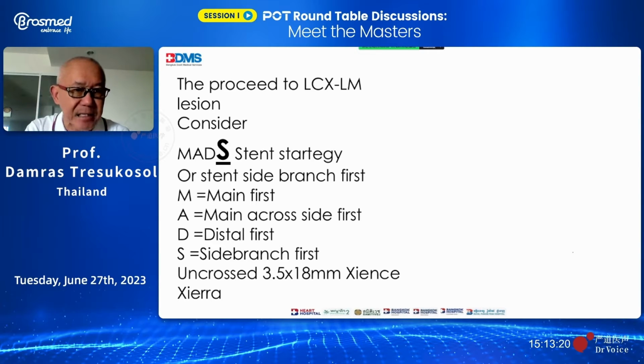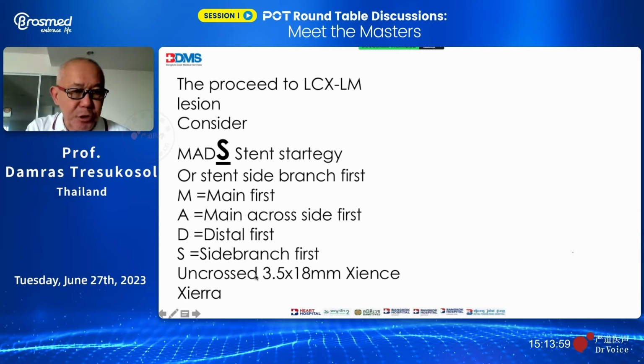So we use the MADS strategy. I put the capital letter S, a bigger one, because I want to treat this distal left main by putting a stent on the side branch first. So M means main first, A means main across side, D means distal first, and S means side branch first. So for main first, there is only one stent that is not available right now. It is an access to treat this bifurcation, M first. But normally we treat A, main across side. In this case, I use S first, side branch first.